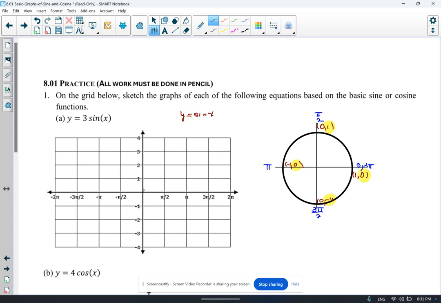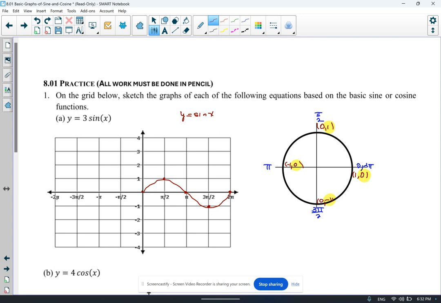So we're going to graph 0, 0. At pi over 2, it's going to be 1. At pi, it's going to be back at 0. At 3 pi over 2, it's going to be -1. And at 2 pi, at 360, we're back to 0. So if I'm just graphing from 0 to 2 pi, that's what one cycle of the sine graph would look like.